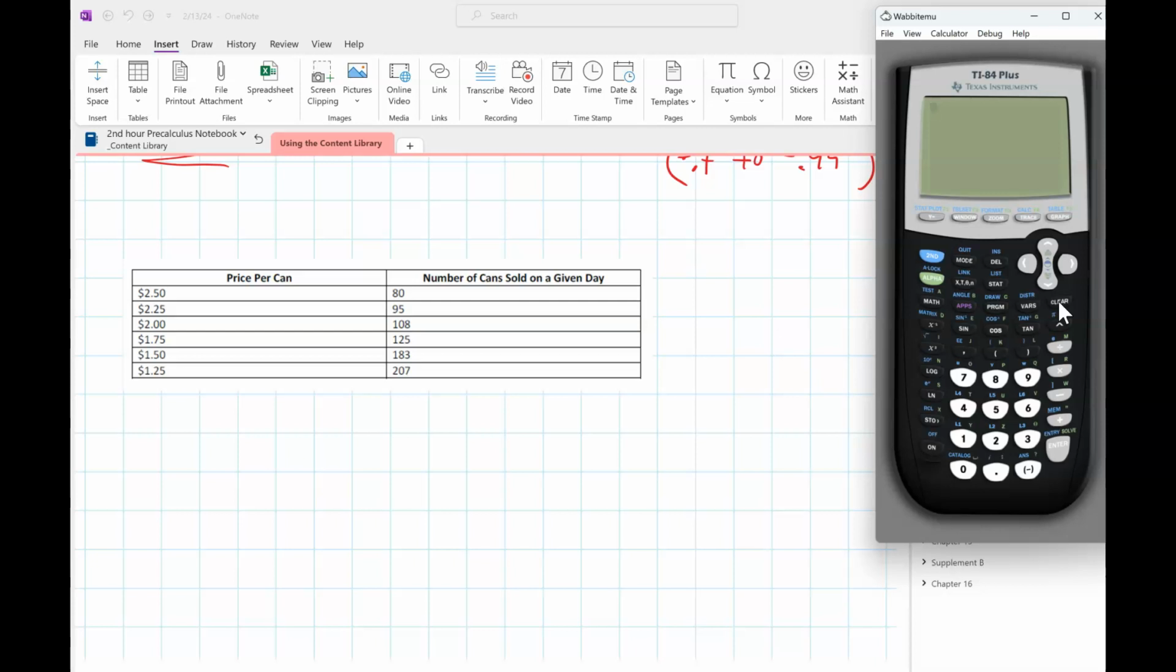So the first thing we need to do is enter this data into our calculator. To do that, I'm going to press the stat button, which is next to the left arrow. From the stat menu, I'm going to be in the edit tab, and I'm going to pick the edit command. And it should take you to a screen that has L1, L2, L3, etc. up across the top. You guys see that?